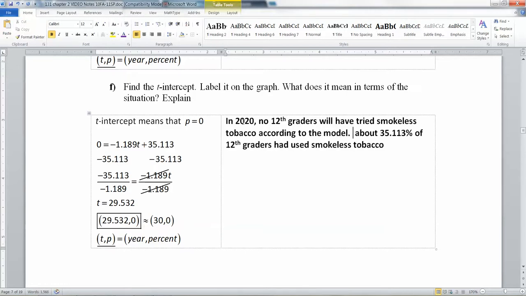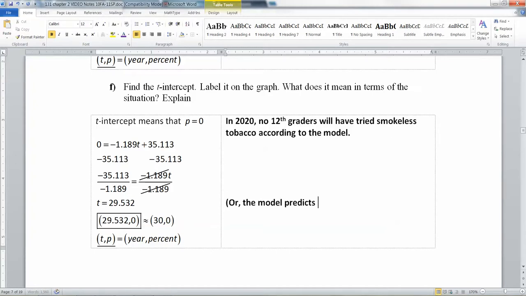Now, is that probably perfectly accurate? Well, probably not. I mean, somebody will have tried it somewhere, but it's definitely decreasing. And so the model predicts, I mean, that's another way you can write it. You could say the model predicts that no 12th graders will have used smokeless tobacco by 2020.